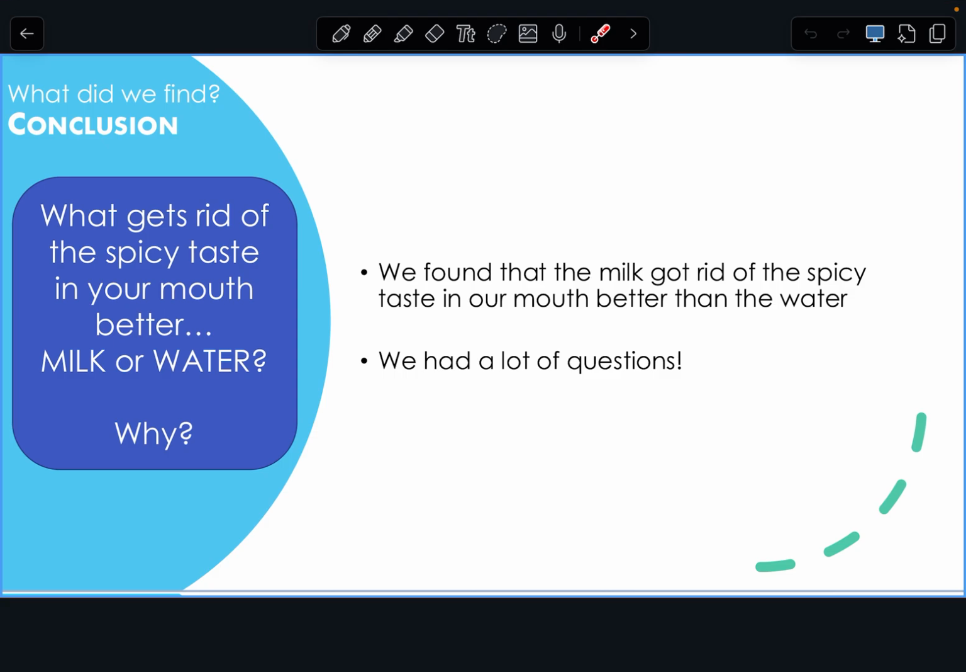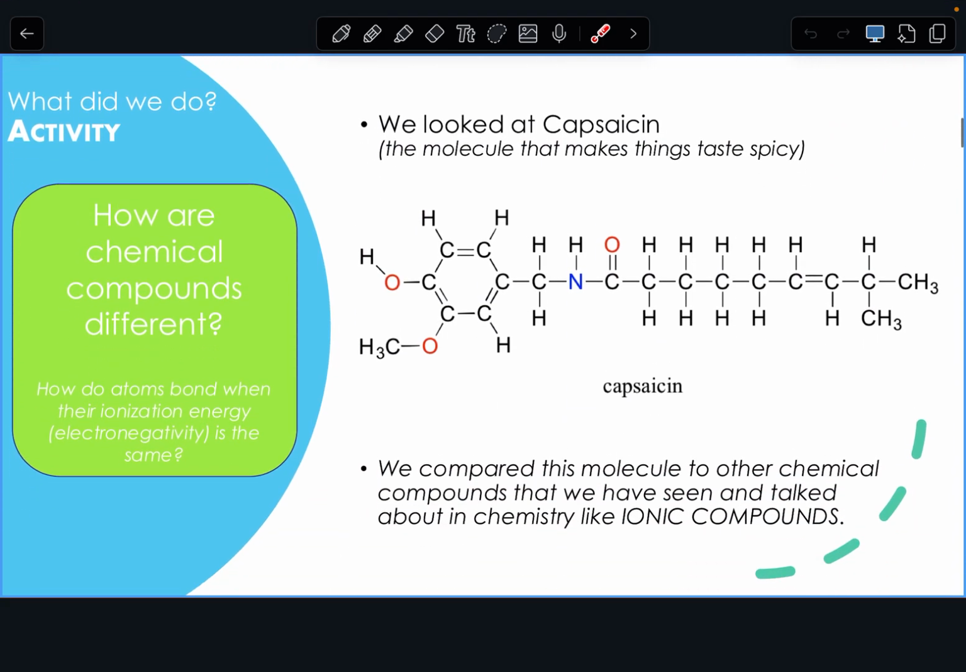And now here we are at the end, and we're asking ourselves, what did this have to do with everything that we've done in the past month? Okay? The very first thing I had you do was look at this capsaicin molecule, okay? And we said, what's different about this?